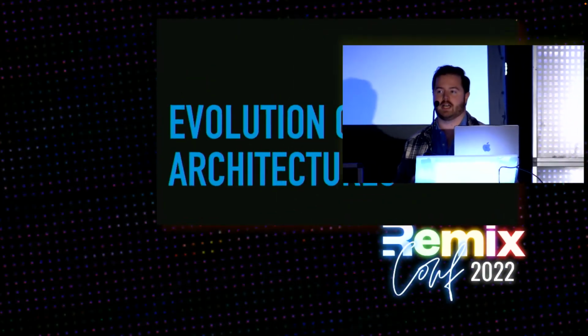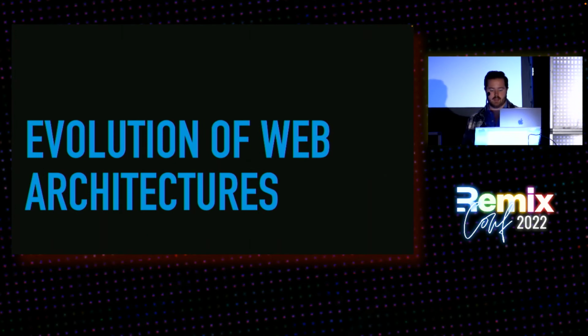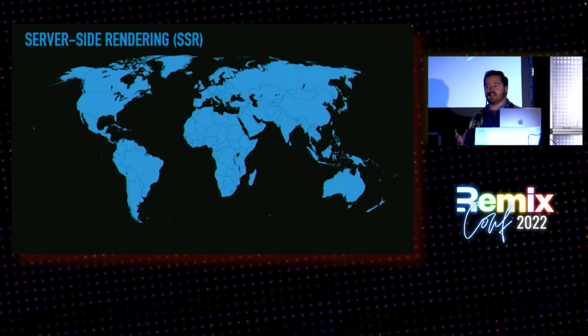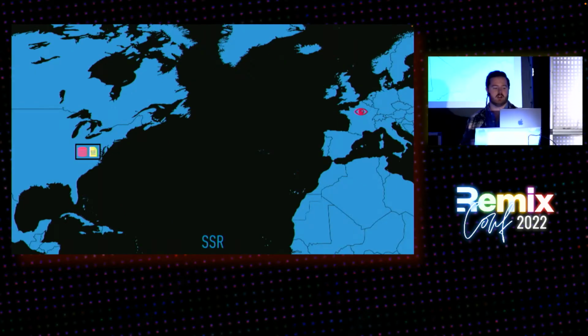And to get started, I'm going to talk about the evolution of web architectures, how we got to where we are today. So the canonical example is a classic server-side rendering app where you've maybe rented a server in Virginia, and it's got your database and your rendering logic all in one place, and you have visitors from all over the world, for example, this browser in France.